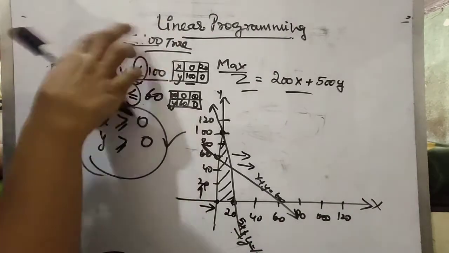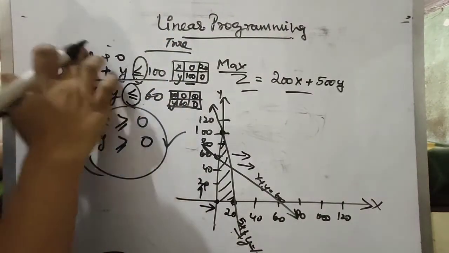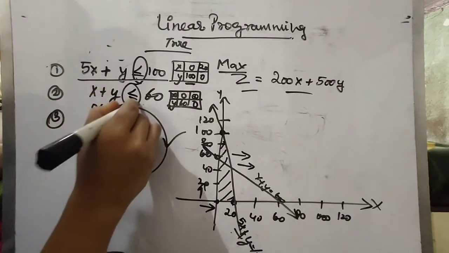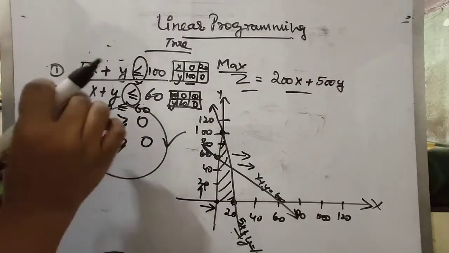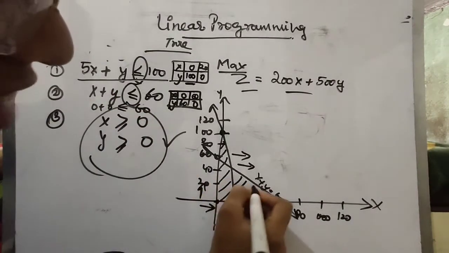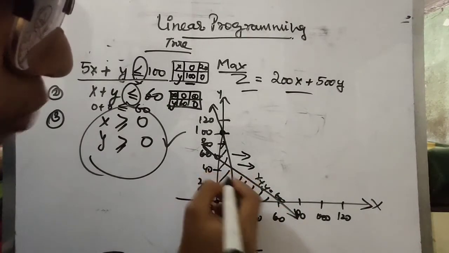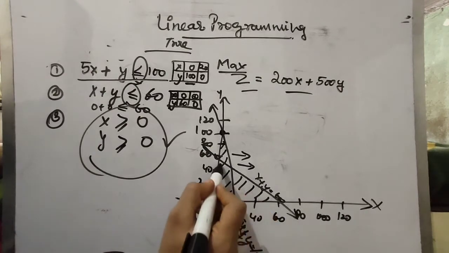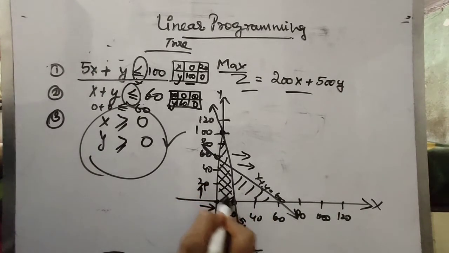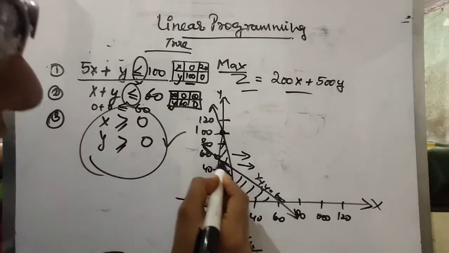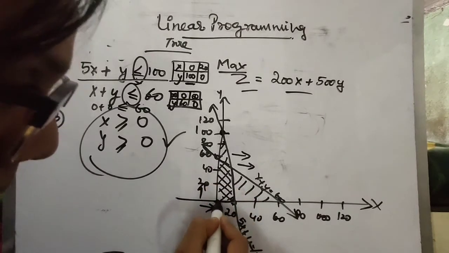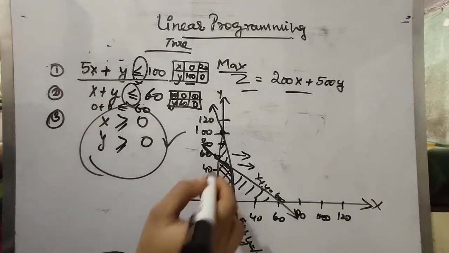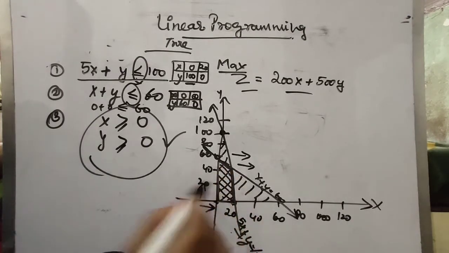Okay, so now we'll check the other equation as well. Now I'll put 0 plus 0 in place of x and y and check whether it's less than 60 or not. Yes, it's true. So my shaded region comes out to be this one. And now you can see that my common region is this one. So the region that satisfies my constraints will be this one.